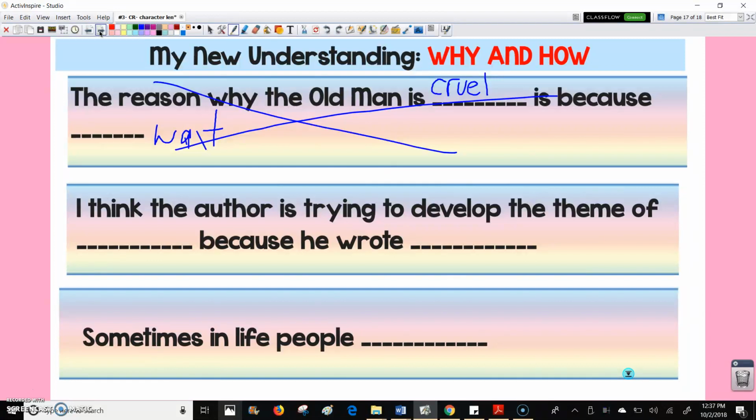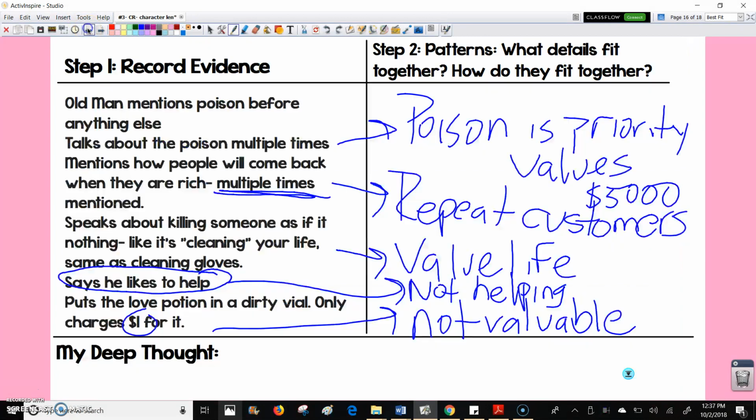This shows me, because it's kind of messed up. I mean, shouldn't he stop Alan from buying this potion if he really cared about people and what they do and the fact that somebody's going to get killed? Sometimes in life, people won't help others, because the old man is not helping others, will not help others when they care more about making money. That sounds like a pretty fair conclusion to draw about the old man based on the evidence that I found.